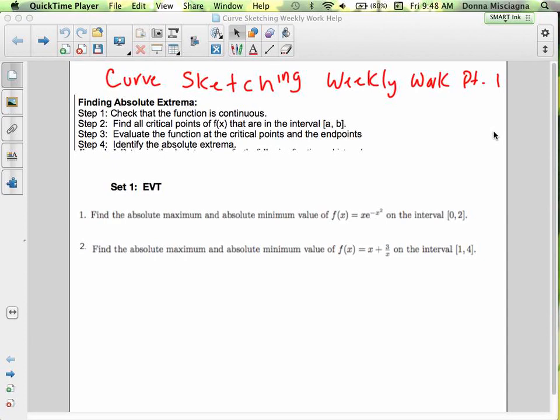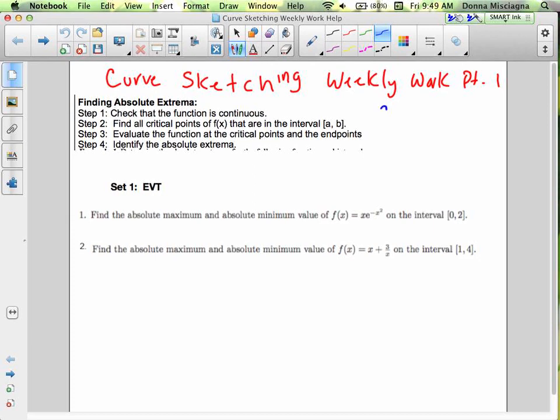Here are our steps. First, check that the function is continuous, because the only way you can guarantee an absolute max or an absolute min is if the function is continuous on the interval. Then say why that function is continuous. Don't just look at it and go, yep, continuous, without explaining. Make sure you include that. So these functions are continuous everywhere.